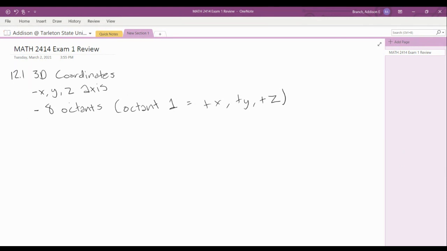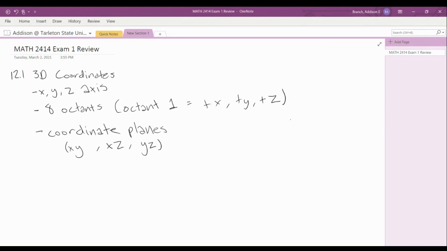Now that we have these, another big difference between 2D and 3D is the inclusion of coordinate planes. Whenever we think of coordinate planes, we have three main ones that we think of. We have XY, XZ, and YZ.